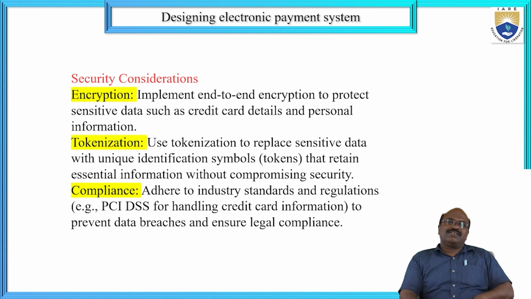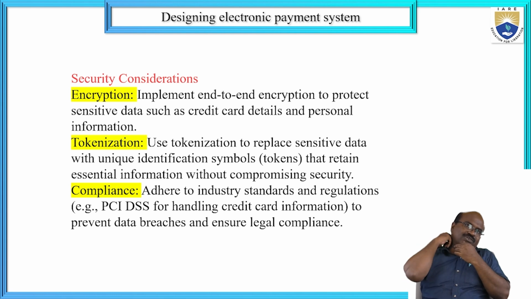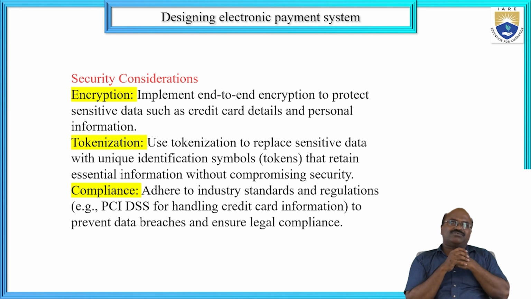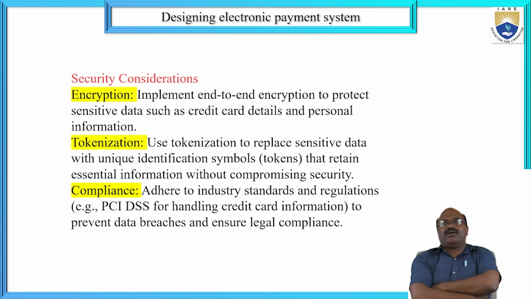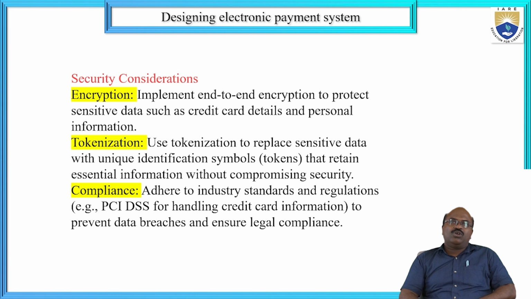So the security consideration having these three things is very important: the first is encryption, the second is tokenization, and the third is compliance. Encryption means the data will be converted from one form to another, plain text to ciphertext. Tokenization is nothing but unique identification symbols, called tokens. And compliance with industry standards and regulations, for example PCI DSS for handling credit card information, to prevent data breaches and ensure legal compliance. So these three things are the most important key points of security consideration.